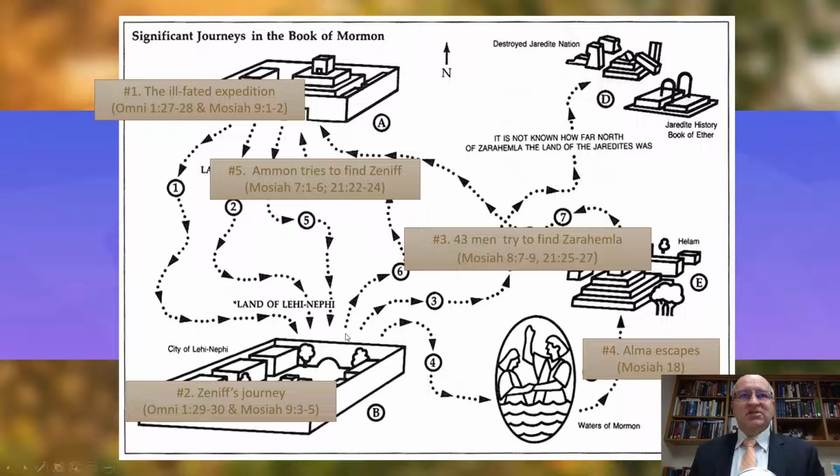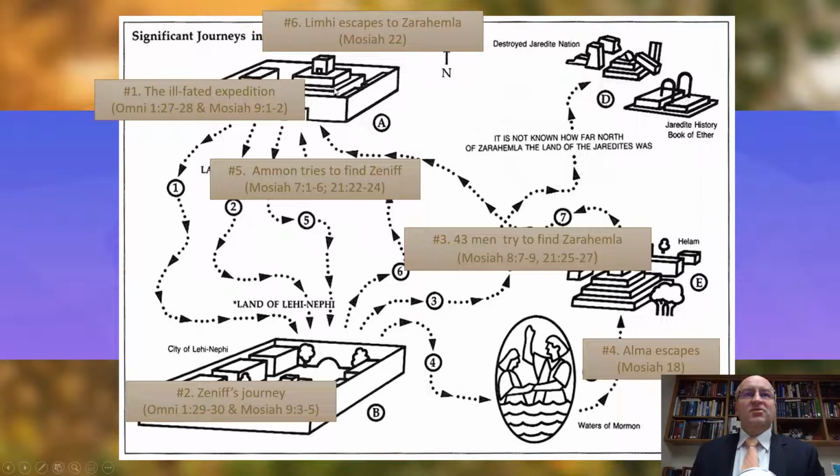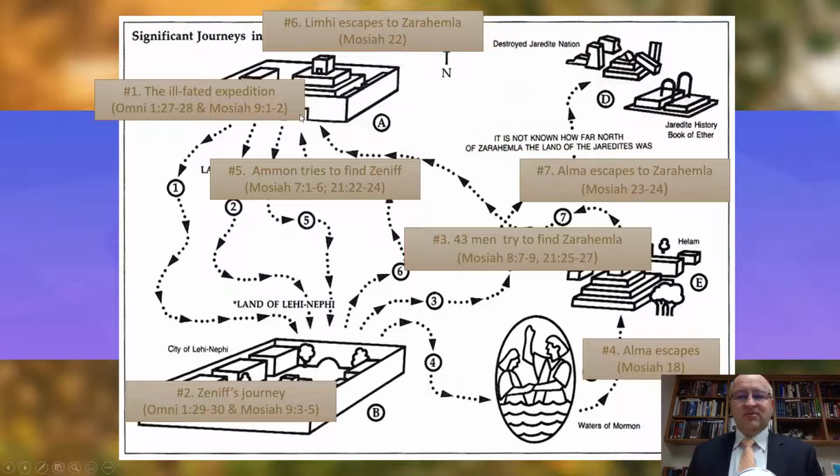And number six, you have people who now leave the city of Lehi-Nephi and go up to Zarahemla. And then number seven, we can't leave this group of Alma and his people there. They escape and get up to the city of Zarahemla.